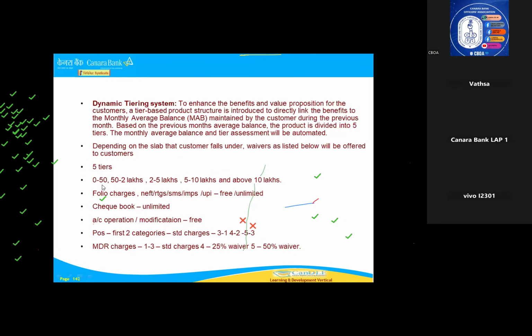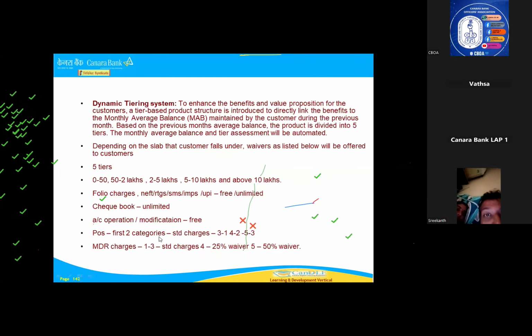0 to 50 is the first tier, the second tier is 50 to 2 lakhs, the third is 2 to 5 lakhs, the fourth is 5 to 10 lakhs, and the fifth column is above 10 lakhs. And they get these benefits: folio charges, NEFT, RTGS, SMS, IMPS, UPI are free and unlimited. Checkbook is unlimited. Account operation and modification is free.